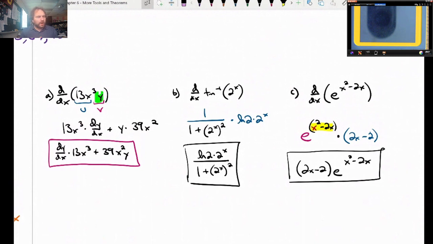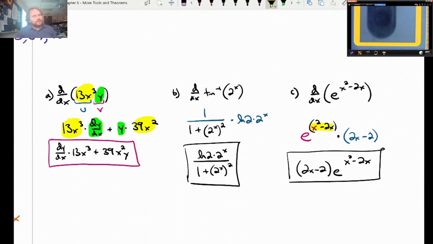Question A is going to require both the product rule and the implicit differentiation. The product rule will separate out 13x to the third power as the first thing and y as the second thing. So here you have the original first times the derivative of y plus the original second times the derivative of 13x squared. And that's pretty much all you have to say about that.